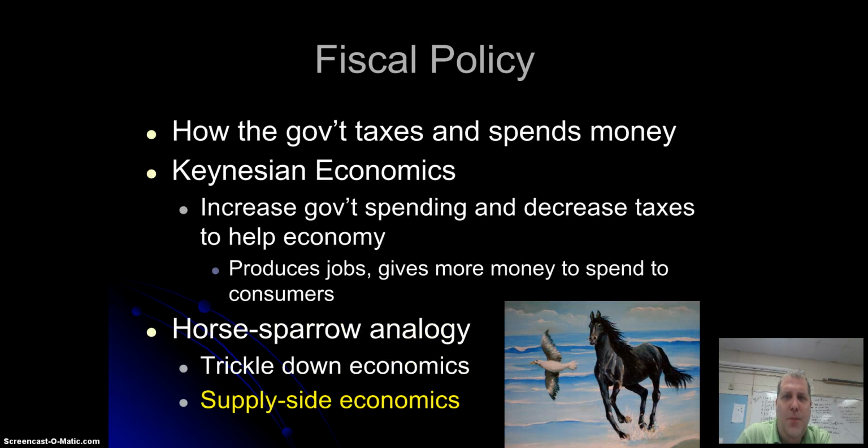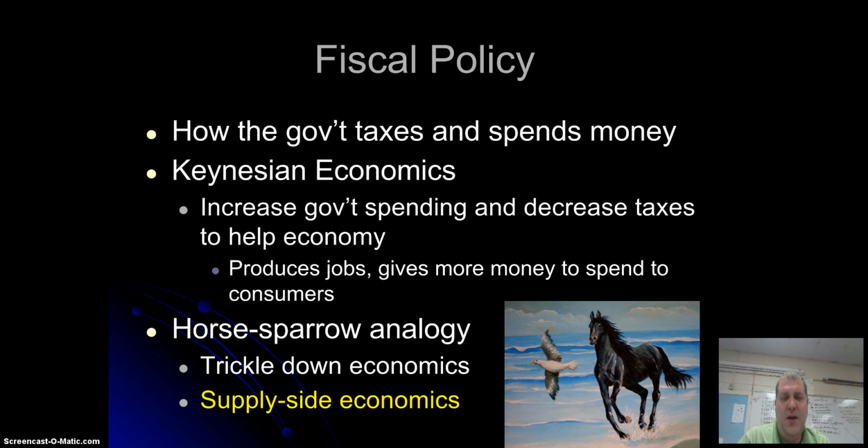Today we're going to learn about fiscal policy. Now fiscal policy is going to go about how the government taxes and spends money. One of their ideas is Keynesian economics. They increase government spending and decrease taxes to help the economy. So they feel like if they decrease taxes and increase spending, it produces jobs and it gives more money to consumers to spend, and hopefully this comes back around.